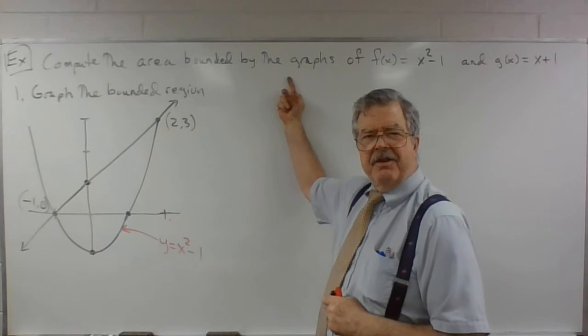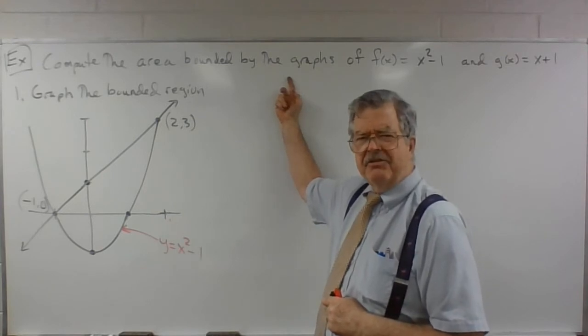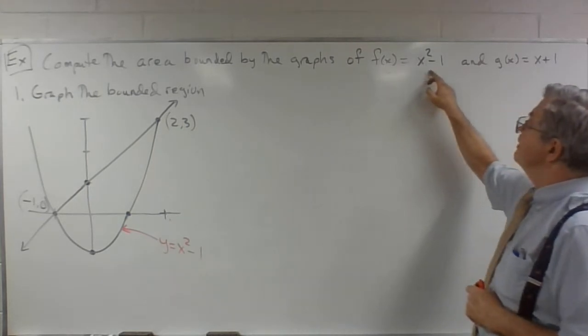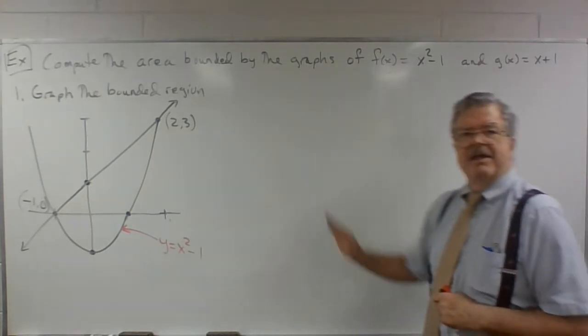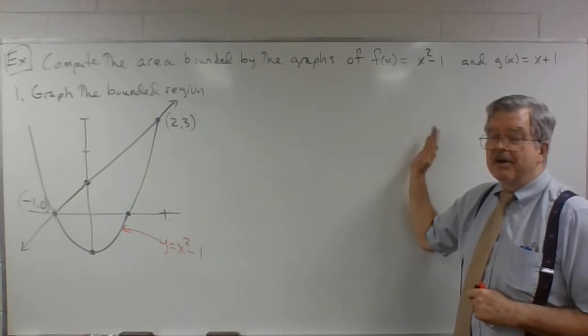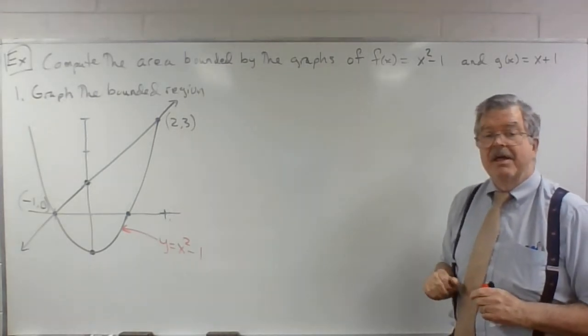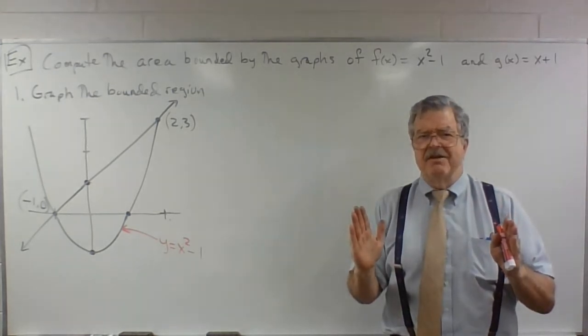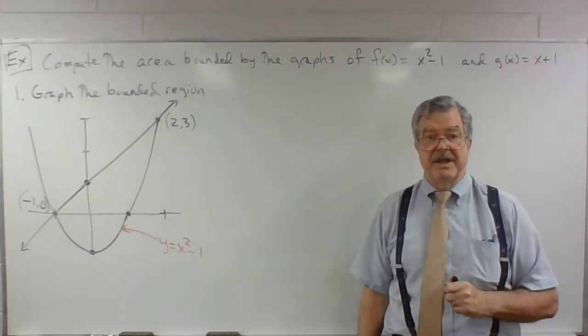And notice in the statement of the problem, it didn't say find the area bounded by the graphs of f of x and g of x between x equals some value and x equals some other value. As a matter of fact, in this problem, it didn't state the interval over which we were going to compute the area.